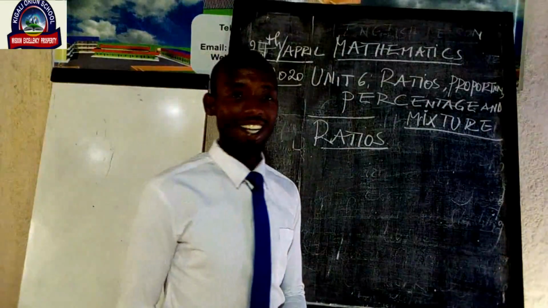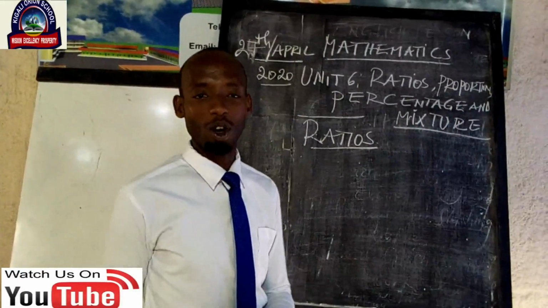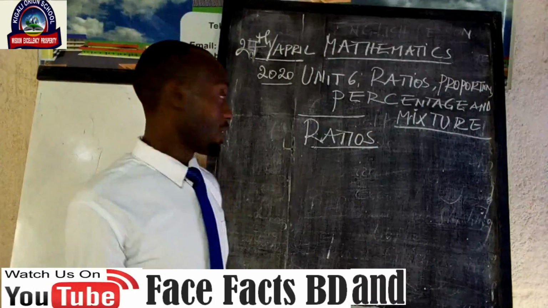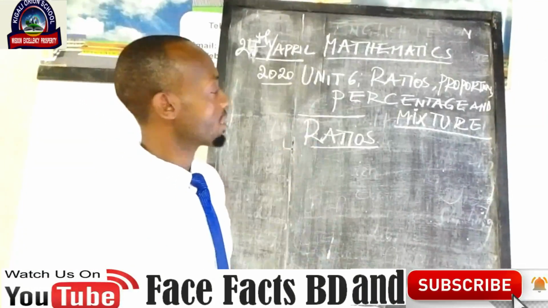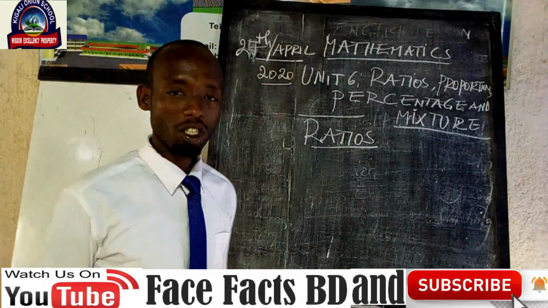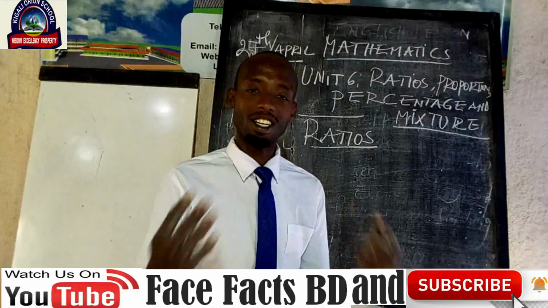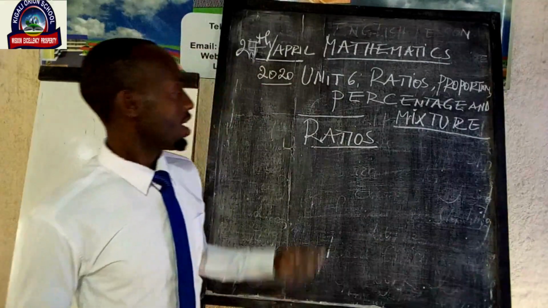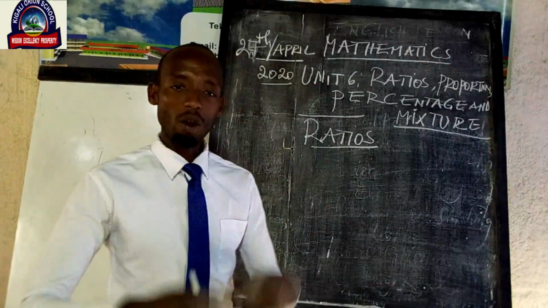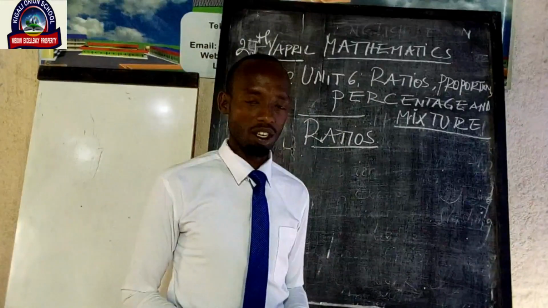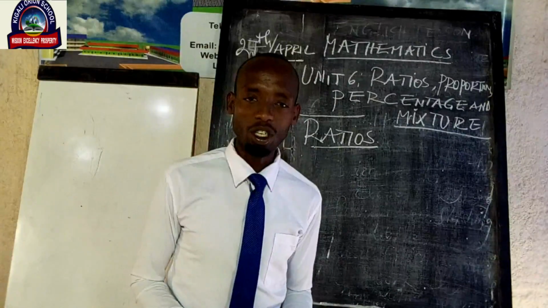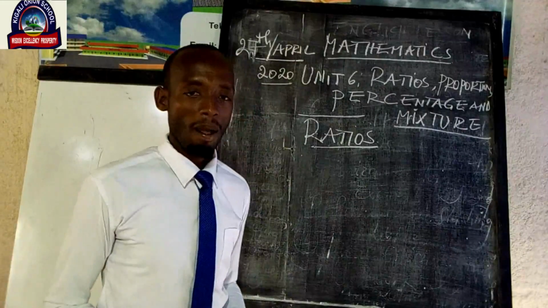Good morning, my learners. I think that you are okay as we wish you always. We are going to learn about the lesson of mathematics, Unit 6: ratios, proportion, percentage and mixture. Last time we were focusing on mixture, where we have seen two parts of mixture: average price of mixture and finding the unit price of the second type of mixture.